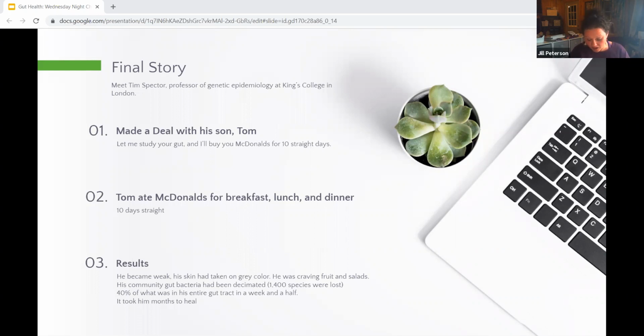After a week and a half, he had become weak. His skin had taken on a gray color. He was craving salads and fruit. Teams from both Cornell University and the British Gut Project tested Tom's microbiome, and the community of gut bacteria had been completely decimated. Tom lost 1,400 species, 40% of what was in his entire gut tract in a week and a half. It took him months to heal.